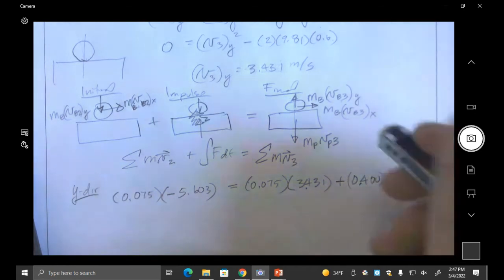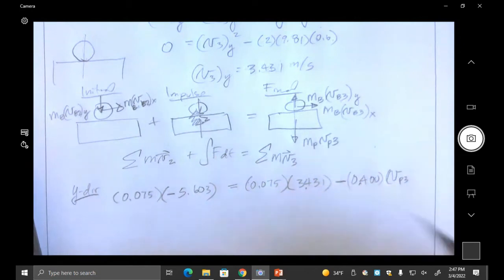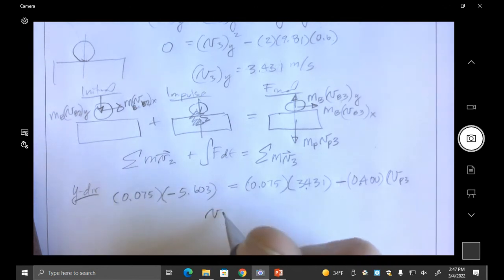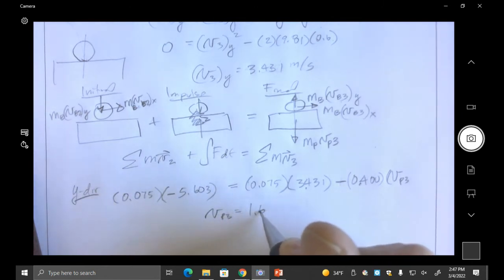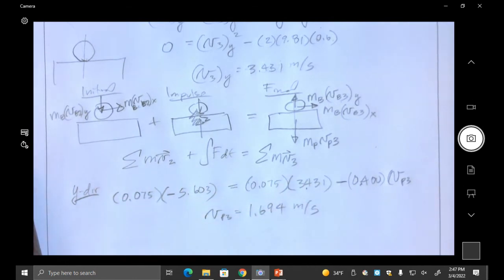All right, so this is supposed to be negative right here. My bad. As I drew it, we would get a negative value right there anyway. But yeah, that's going to be over to the side right there. So that'll collect, and we'll go 0.075, and then 5.603, 0.075, and we're going to add those together, but then divide by 0.4. So I should get VP3 is 1.694 meters per second, which is the same thing as Alicia got.